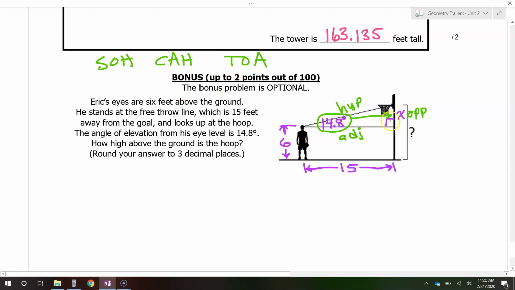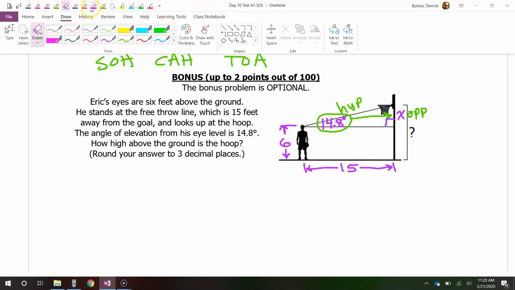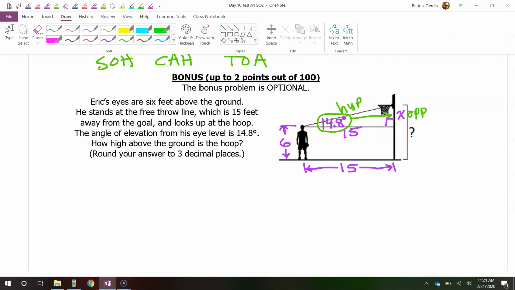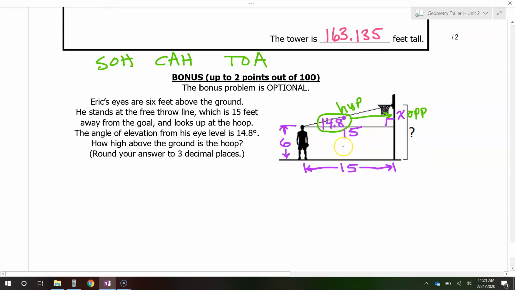Well, look at the sides. We have the x and we have the 15. All right, don't forget that even though the 15 is way down here, the distance from Eric to the goal is 15. So that'll be the same as this length on the triangle. So this is 15 right here. This side of the triangle is 15. Okay, now let me put that adjacent back again.